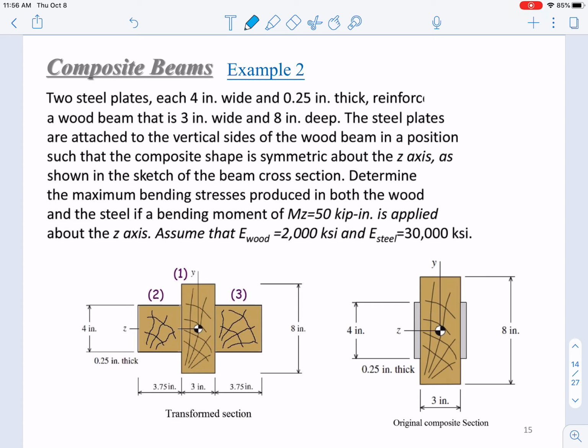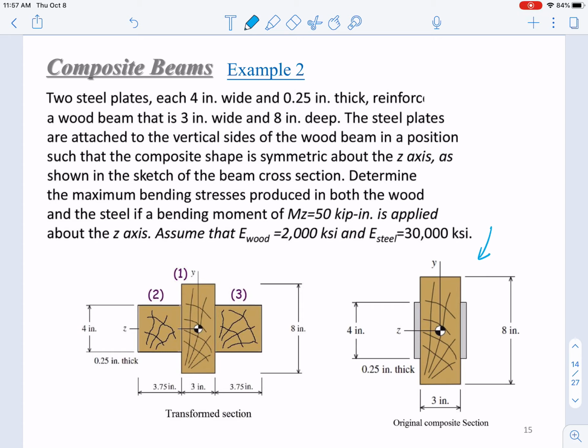Two steel plates, each 4-inch wide and 0.25 inch thick, reinforce a wood beam that is 3-inch wide and 8-inch deep. The steel plates are attached to the vertical sides of the wood beam in a position such that the composite shape is symmetric about the z-axis. This has been illustrated here in this figure.